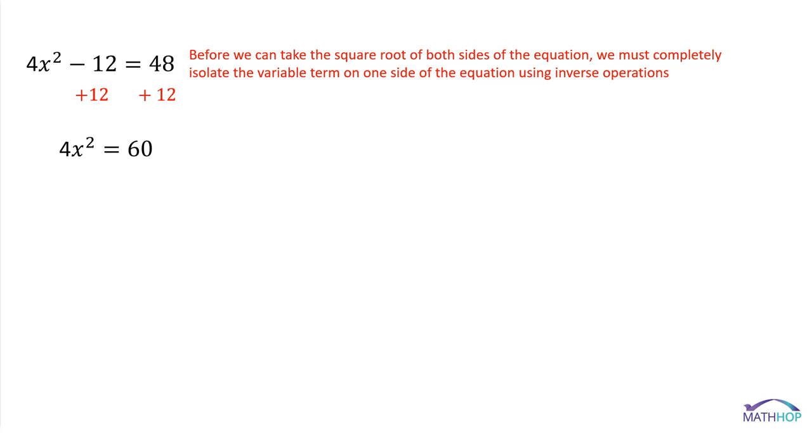You get 4x squared equals 60. Now, how is this 4 attached to x squared? It's multiplied. Opposite of multiplication is division. So we're going to divide by 4. Okay, 4x squared divided by 4 is just x squared. 60 divided by 4 is 15. Now we are left with simply the variable term squared. So we can take the square root of both sides. And x equals positive or negative square root of 15.